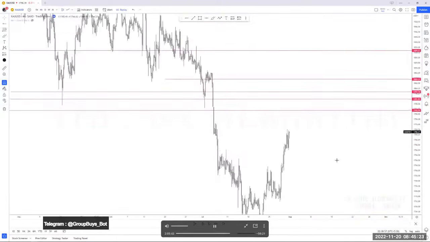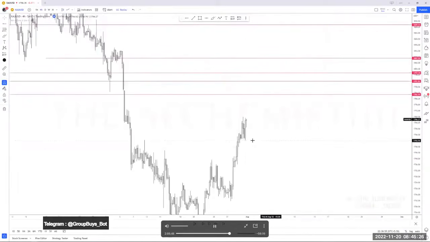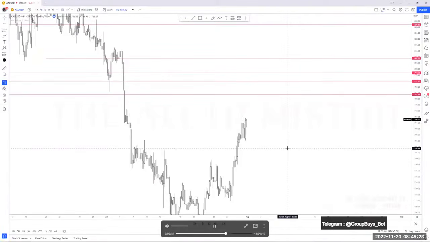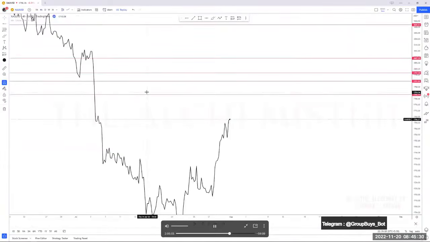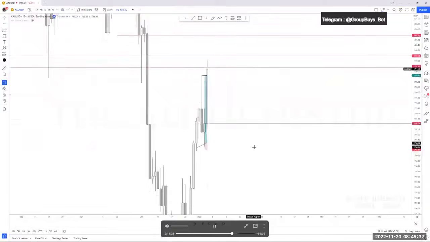On the 4 hour, of course, now we have what? A breakout structure. Yeah, breakout. Can you see it? Right? Okay, I get the point.